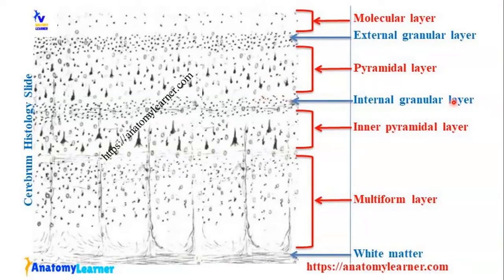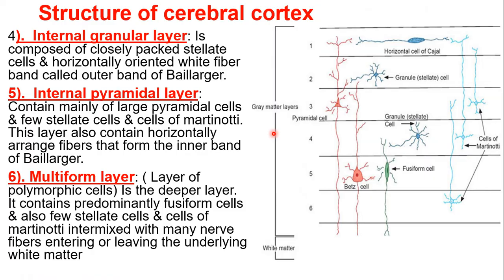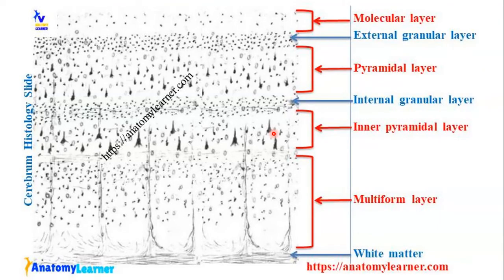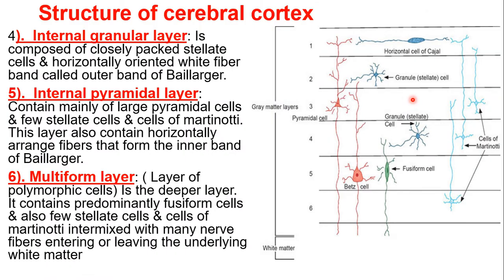And now the internal granular layer. It contains large, densely packed granule cells or stellate cells. The inner pyramidal layer contains medium size cells. If it is the fourth layer or fifth layer, it means it contains the large pyramidal cells.